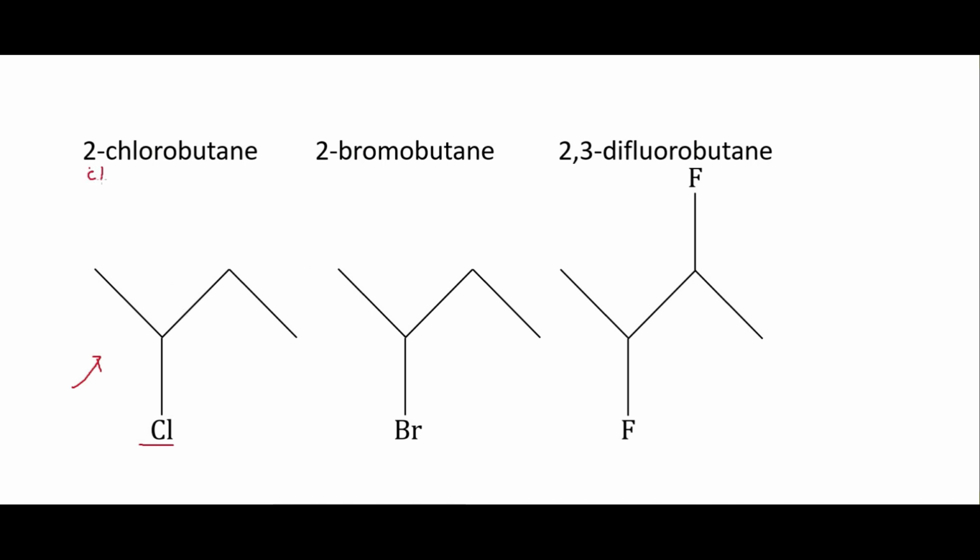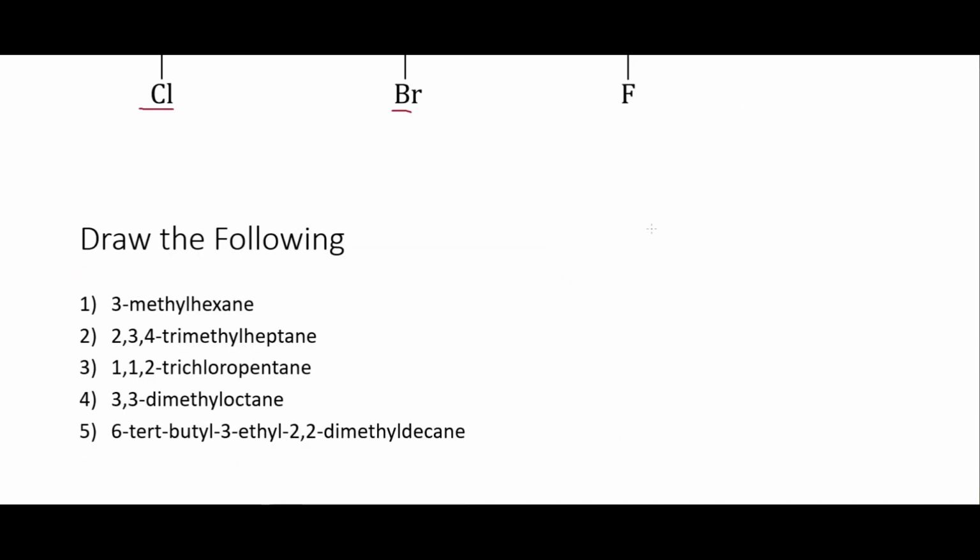You might also see it as 2-chlorobutane written as chloro-2-butane. So either of those you might encounter. But this is 2-chlorobutane, so it would be the same if we had a bromine here, so 2-bromobutane. Then we have 2,3-difluorobutane, so we have a fluorine on the second and on the third carbons here. And so the naming convention for the halogens would continue in that manner.